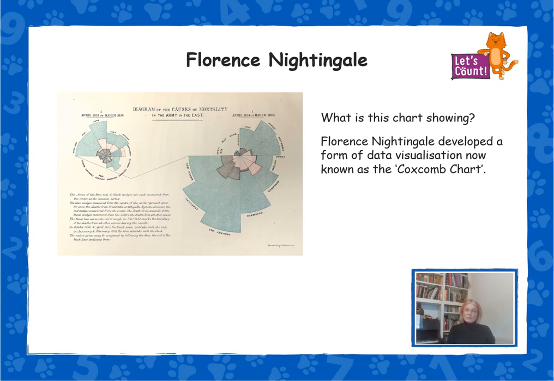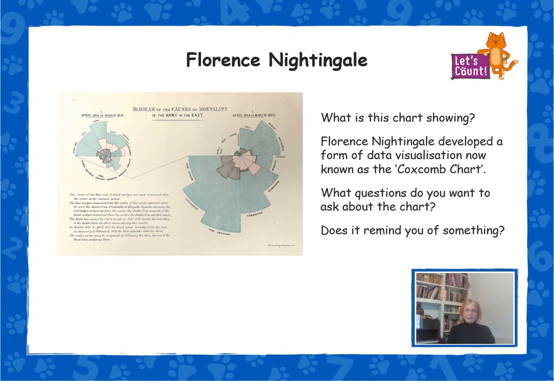The orange parts are the soldiers who sadly died due to their injuries and wounds. The darker brown area is deaths from other causes. And the important bit for Florence Nightingale was the grey areas. These were the deaths from diseases. And the important thing was that these were diseases that didn't need to kill the soldiers. She persuaded the authorities that if they kept their hospitals cleaner, they could reduce the number of deaths from disease. And that's exactly what happened.